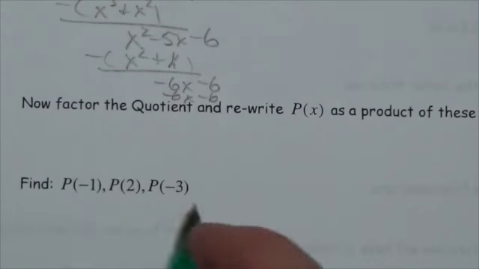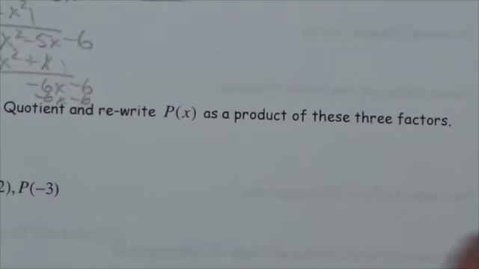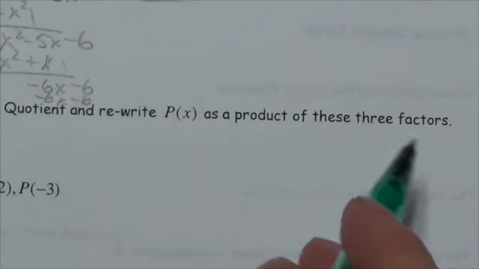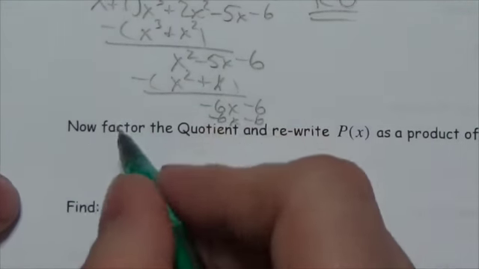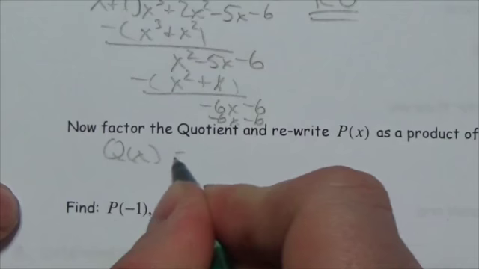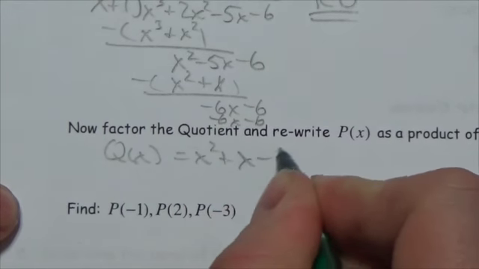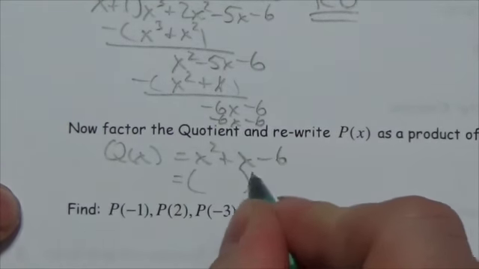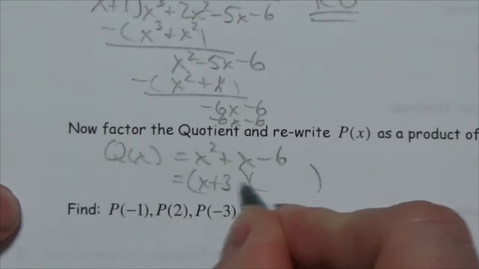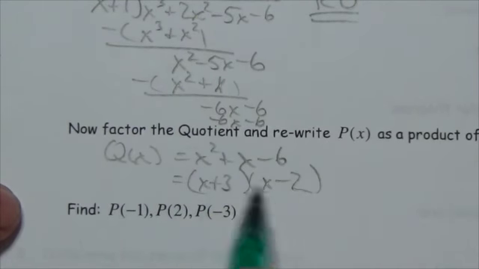Now this next part of the question says, now factor the quotient and rewrite the polynomial as a product of these factors. Well, the quotient that I got was x squared plus x minus 6. And so if I factor that, I'm going to get x plus 3, x minus 2.